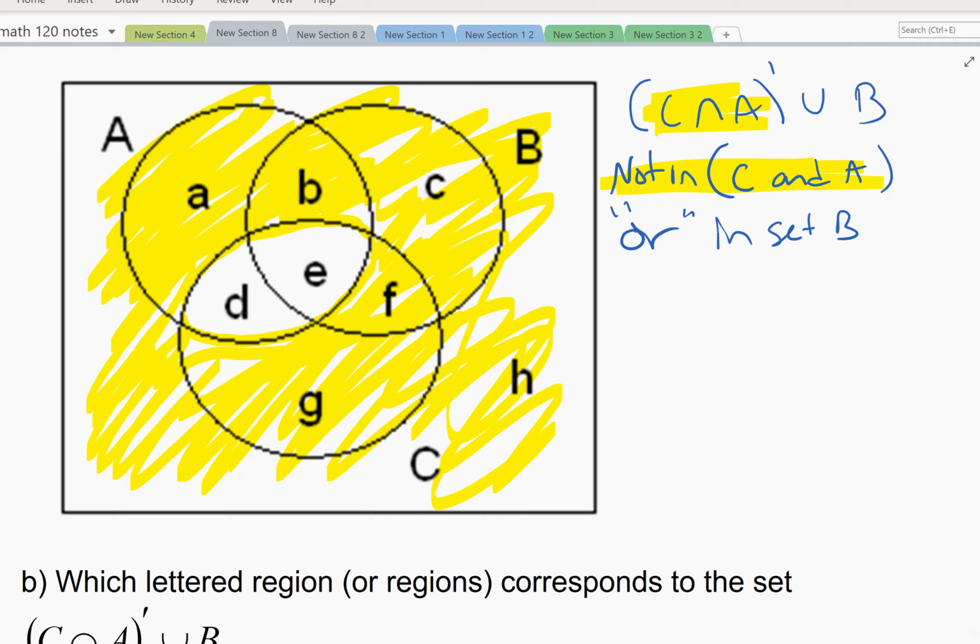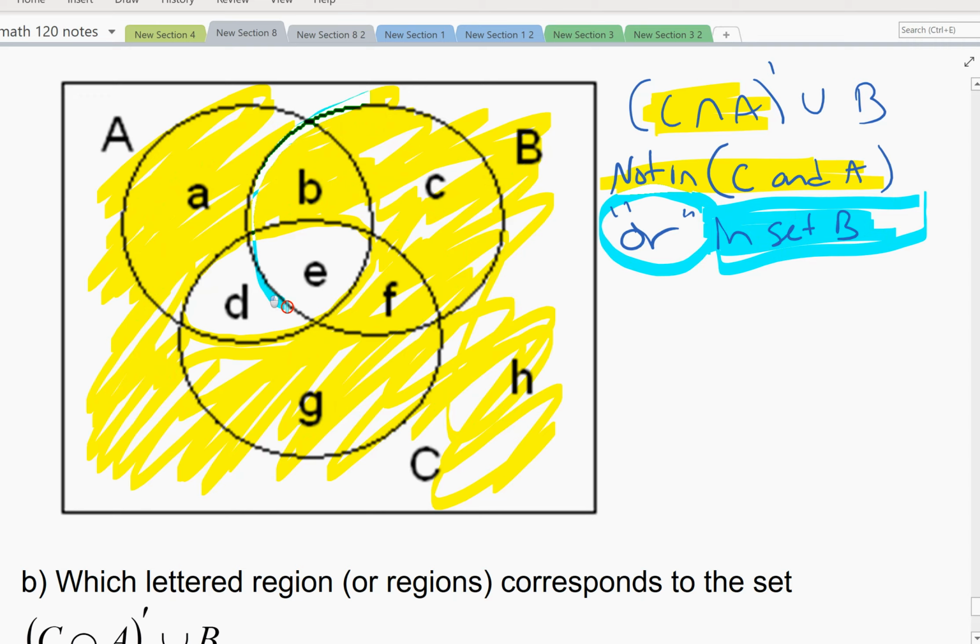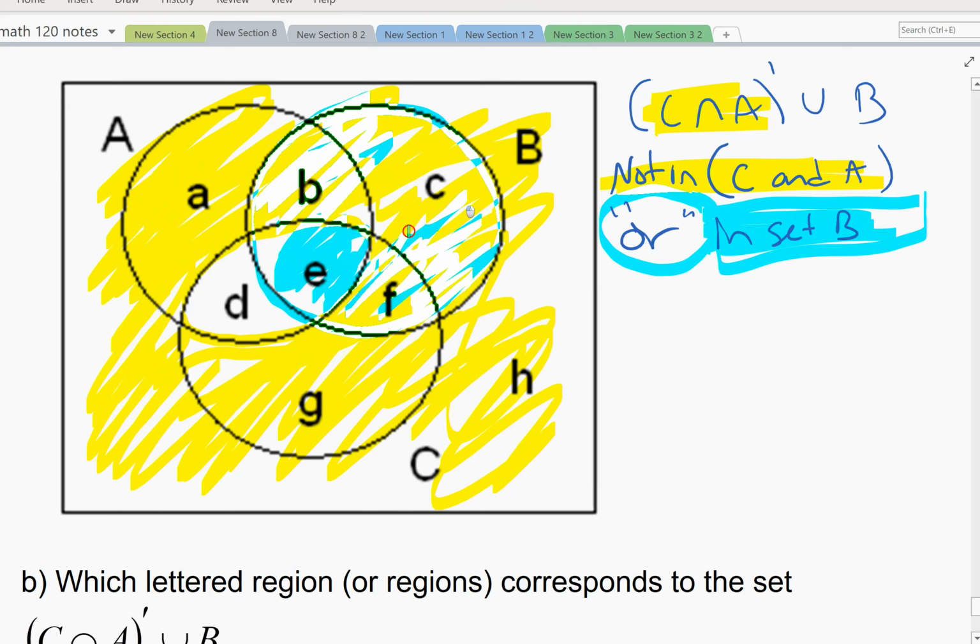Now I'm going to highlight the stuff that's in B, right? And again, I'll take care of the or in a second. Right now, I'm just highlighting set B. Set B is this circle. So I get to highlight everything in circle B. Now I take care of the or. Remember, or means I can be in the first group, which is not in C and A, or I could be in the second group, in set B. And remember, or is all-inclusive. I get to include everybody in the yellow or the blue.